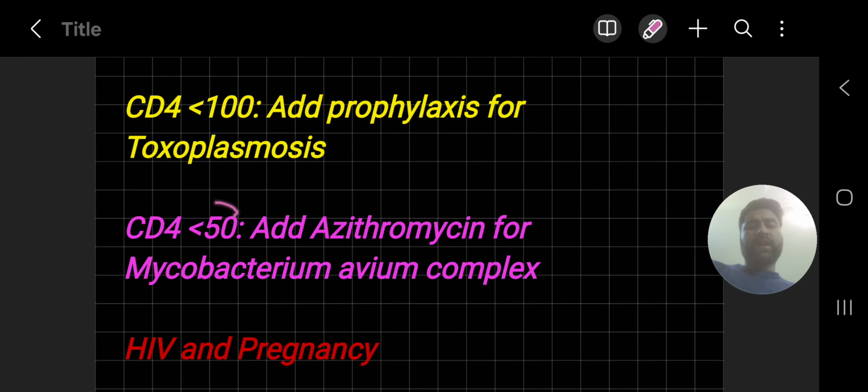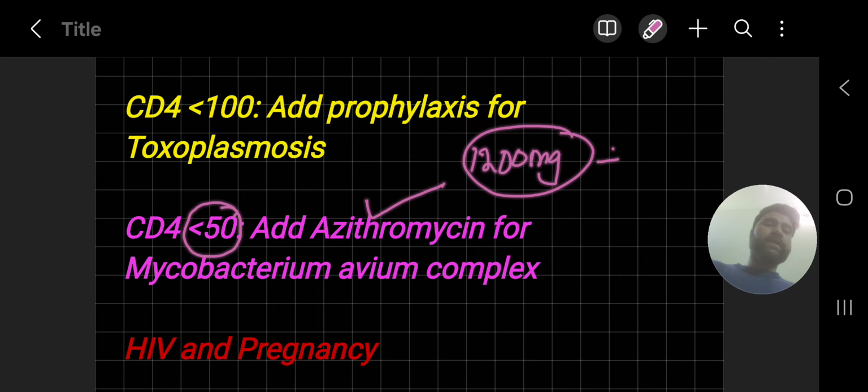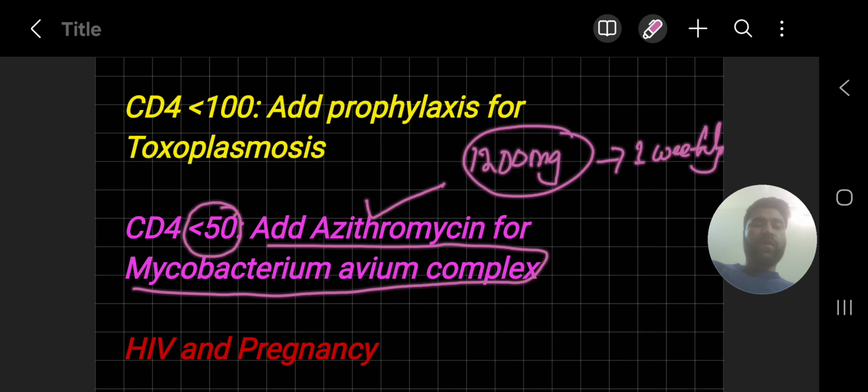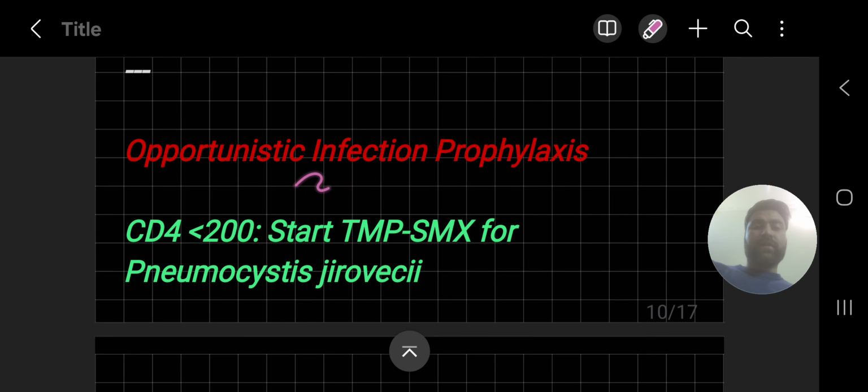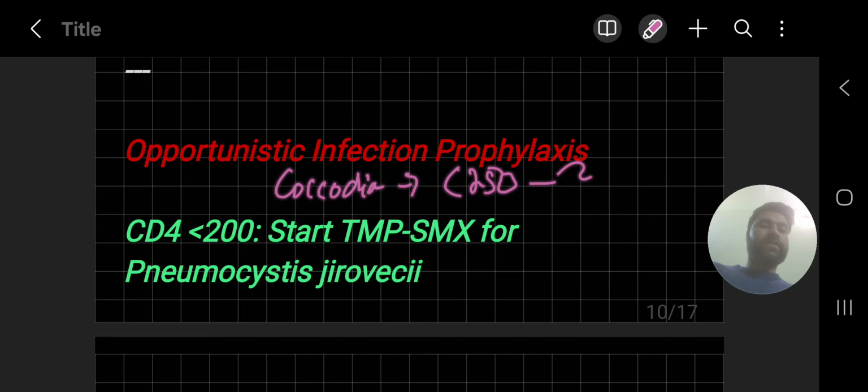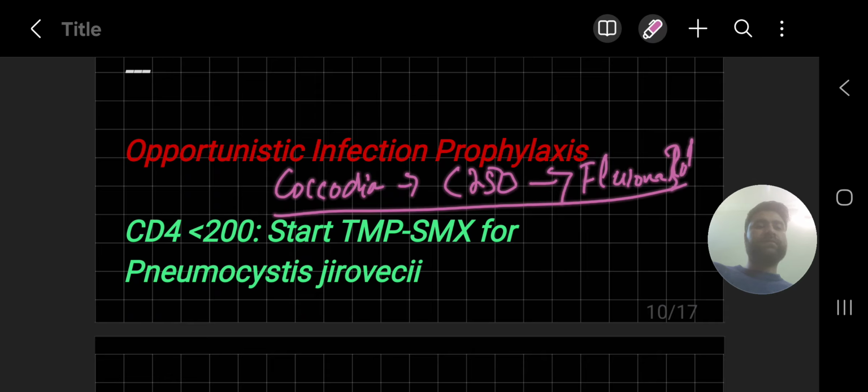If the CD4 count is less than 50, you should give azithromycin 1200 milligrams orally once weekly for Mycobacterium avium complex prophylaxis. If the patient is in an area where coccidioidomycosis is suspected, and the CD4 count is less than 250, then you should give fluconazole for prophylaxis for coccidioidomycosis.